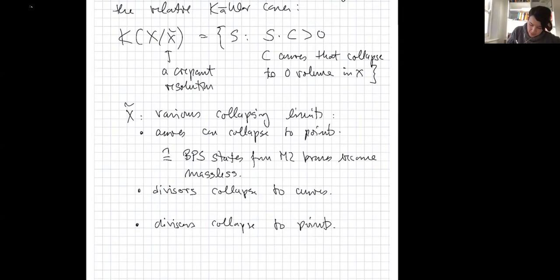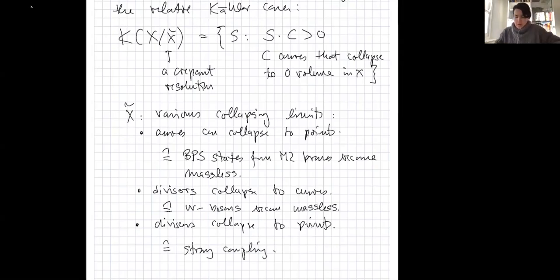When a divisor collapses to a curve, this will correspond to M2, so basically W bosons become massless. And I'll explain this in a moment, why these are W bosons. If a divisor collapses to a point, this is a strong coupling point. So that's sort of how these geometric things actually tie into this.